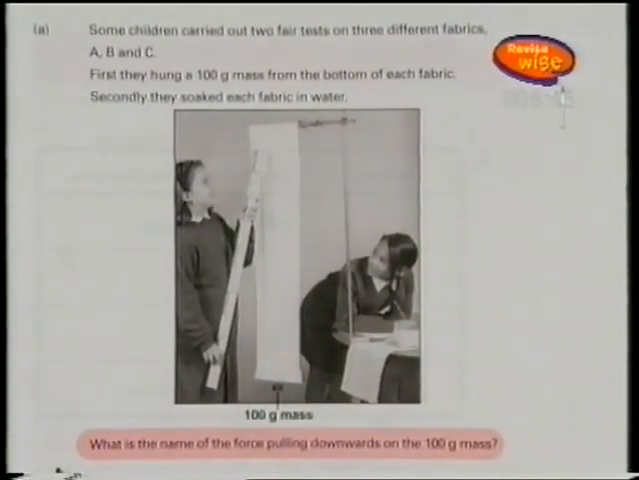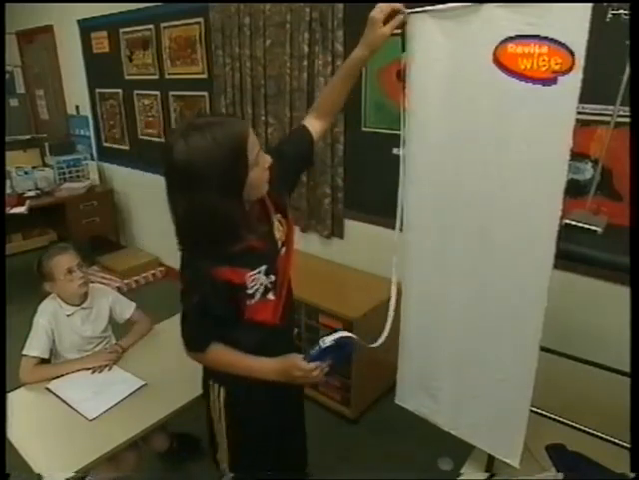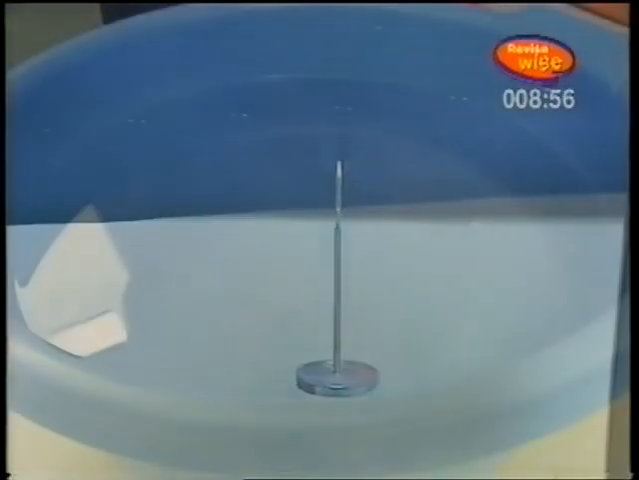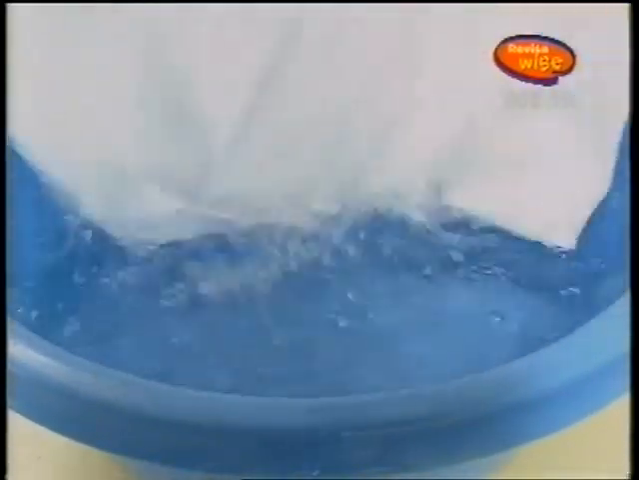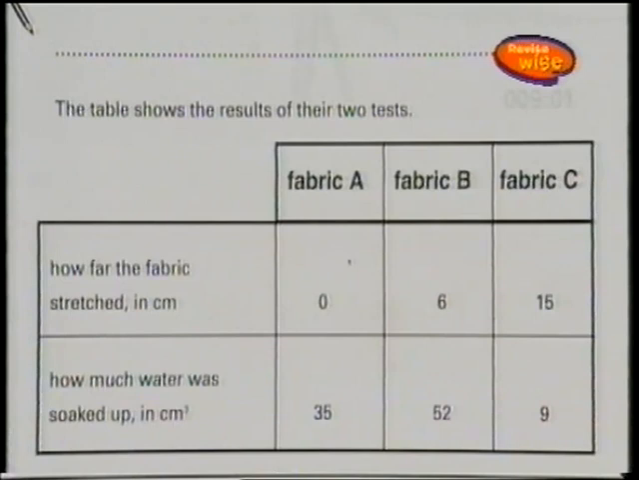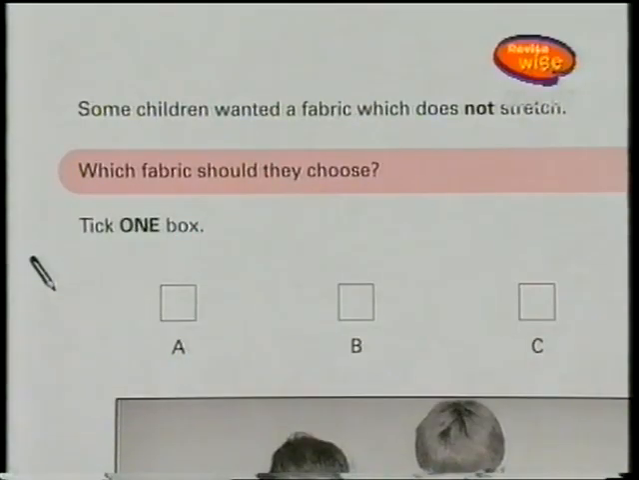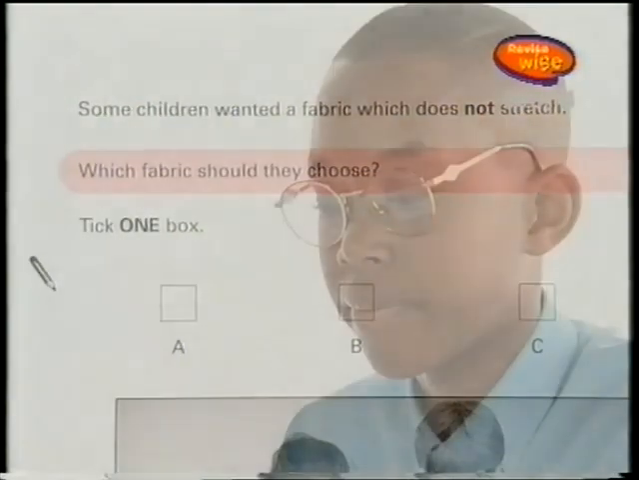Some children carried out two fair tests on three different fabrics, A, B and C. First they hung a 100 gram mass from the bottom of each fabric. Secondly, they soaked each fabric in water. The table shows the results of their two tests. Right, let's have a look at the questions which went along with this table. Some children wanted a fabric which doesn't stretch. Which fabric should they choose? Tick one box, A, B, C.